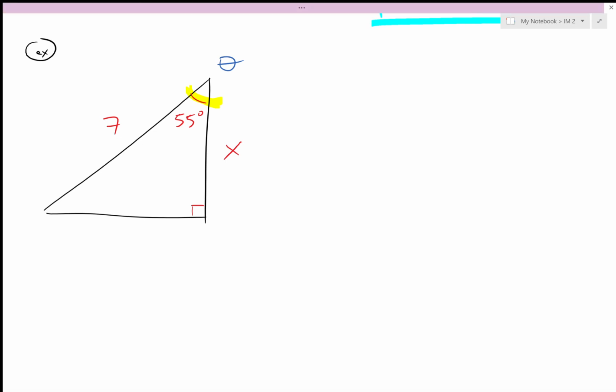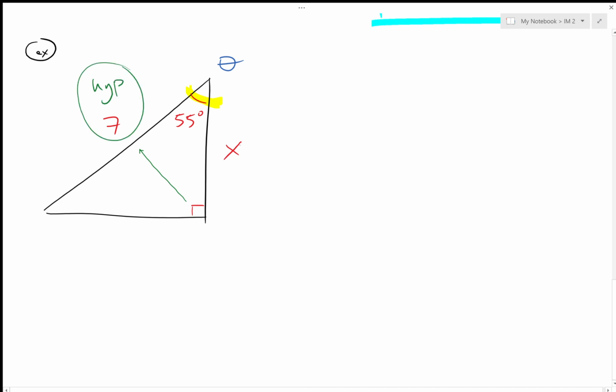7. Is that the opposite, the adjacent, or the hypotenuse? Let's see where it's located. It's across from the right angle, so that is the hypotenuse. And the x, it's either the opposite or the adjacent. Opposite would be the one down here. This is the side touching it, so this is the adjacent.